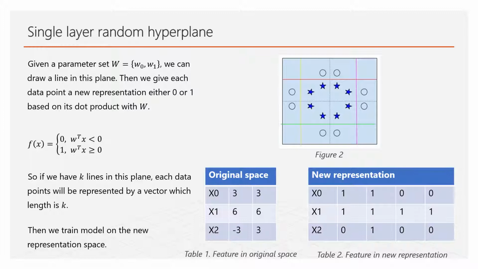Let's look at the green line. We can treat it as a hyperplane, and this line is decided by a set of W, W0 and W1. So all data above the green line will be assigned 1 in the new representation, and 2 circles below the green line will be assigned 0. Each line here will give each data point a new representation value. 4 lines will give them 4 numbers.